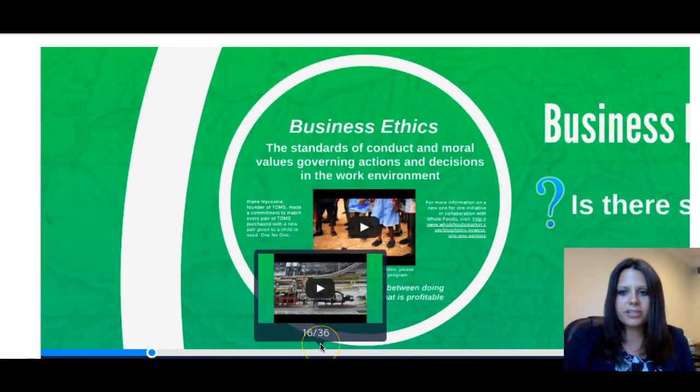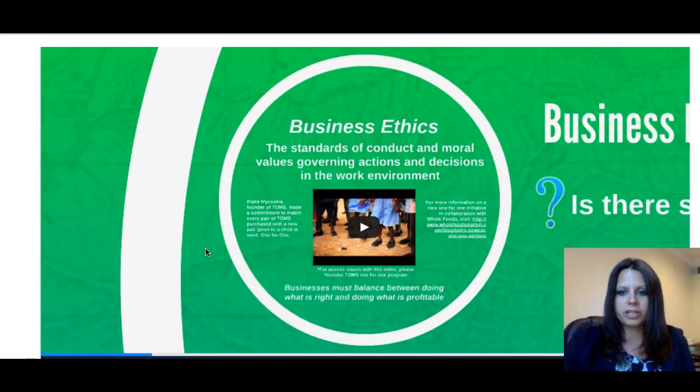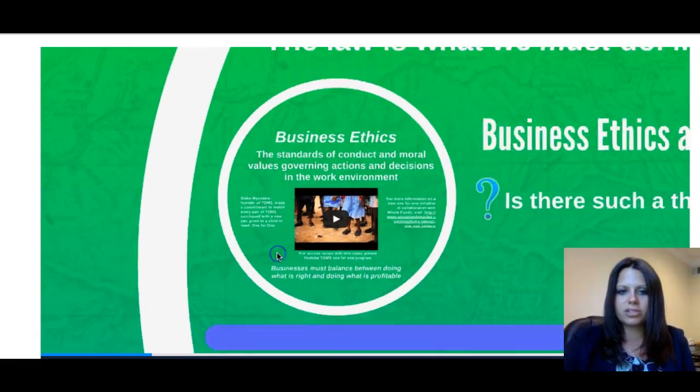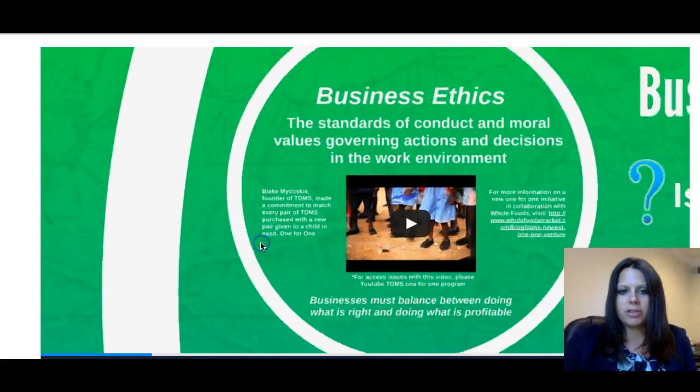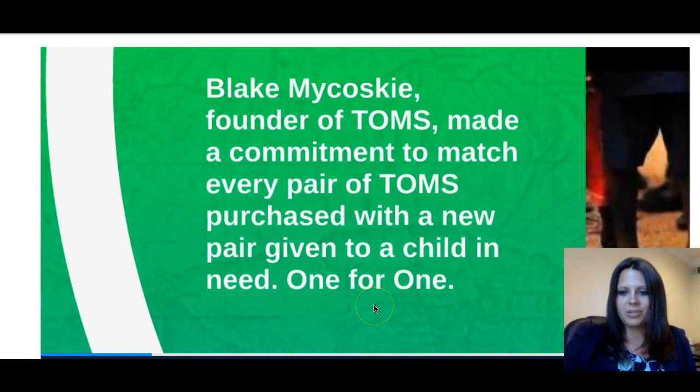As you see featured in the video, Blake McCuskey started this organization called Tom's as an example of balancing what's profitable with doing what's right. The organization sells shoes. Okay, but the point, as I'm zooming in here so you can see a little more about it, they've made a commitment to match every pair of Tom's shoes purchased with a new pair given to someone in need. As you saw in the video, the idea of that is this one-for-one concept.